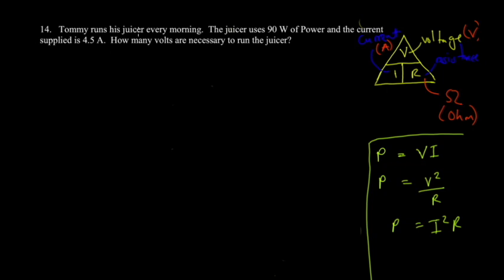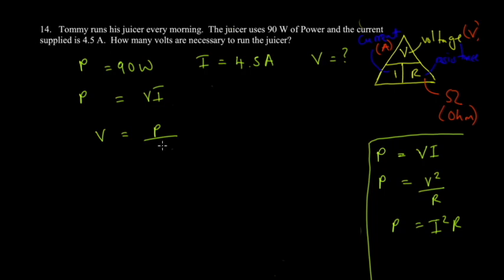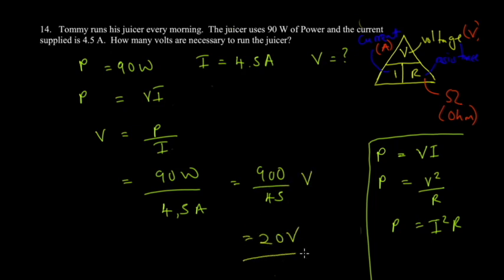Interesting is good. So Tommy runs his juicer in the morning. The juicer uses 90 watts of power, and you have this much current. How many volts are necessary to run the juicer? Okay, now you have power equal to 90 watts, and you have current equal to 4.5 amps, but then you need the voltage. Okay, so voltage is something that you don't know. The formula that connects all this is P is equal to VI. So the voltage would be equal to, you divide both sides by the current, so P over I like this. So you actually get 90 watts divided by 4.5 amps. So you get 900 divided by 45. So this one would be volts. Okay, so you get 20 volts, and that's it.